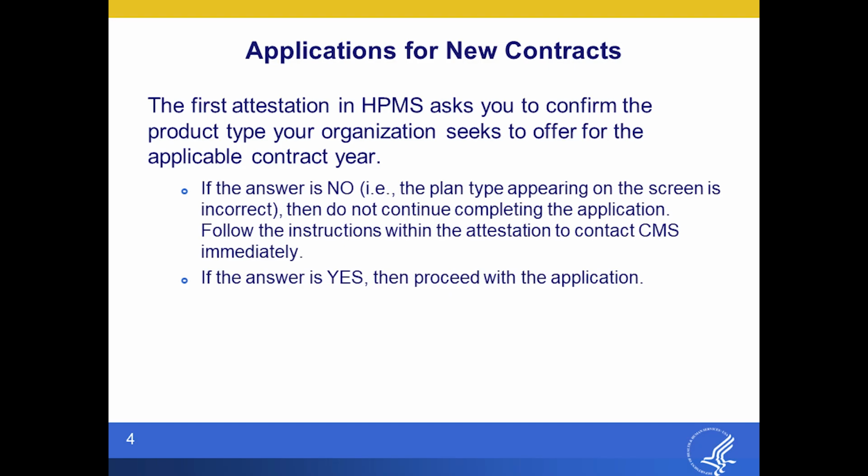That is why the first attestation described on slide 4 is important. If the product type indicated for your contract in HPMS is correct, you answer yes and proceed. If it is incorrect, for example, if you wanted to apply for an HMO and the contract is an LPPO, you should stop and contact CMS immediately. You cannot change the product type you are applying for after you submit the application.